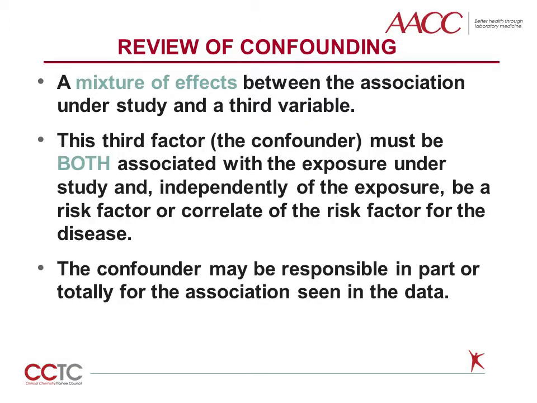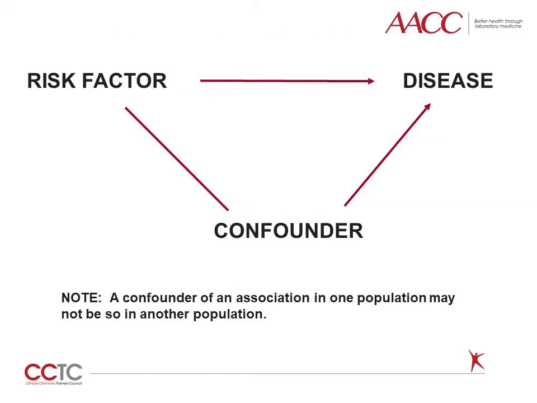Confounding, just to review what we talked about before, is a mixture of effects between the association under study and a third variable. This third factor, the confounder, has to be both associated with the exposure under study and, independently of the exposure, it has to be a risk factor or a correlate of the risk factor for the disease. And the result of this confounder is that it may be responsible, either in part or totally, for the associations seen in the data. Just to look at it pictorially, we think we're looking at the relationship between the risk factor and the disease, between smoking and lung cancer, for example.